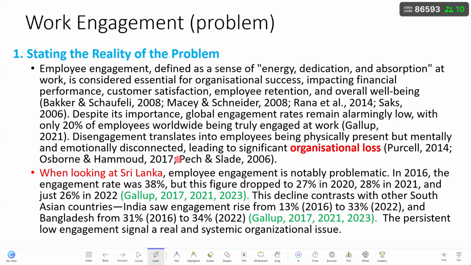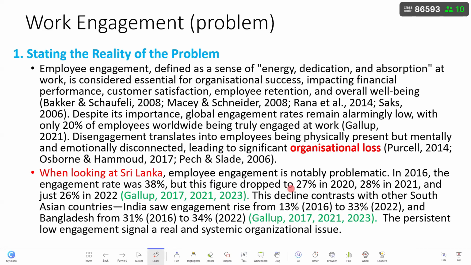And if you are targeting a particular context, then you can target that context. You need to mention the problem in that context as well, right? So when looking at Sri Lanka, engagement is notably problematic. In 2016, the engagement rate was 38%, right? When compared to the global rate, we have a somewhat higher rate, 38, but still low.